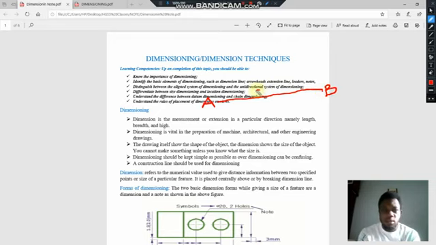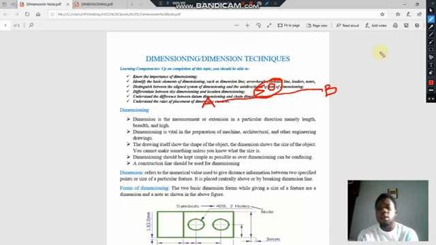It could be, let's say, 50 mm or 50 cm or whatever unit of dimension is being used. That figure is called the dimension, or sometimes the dimension figure.